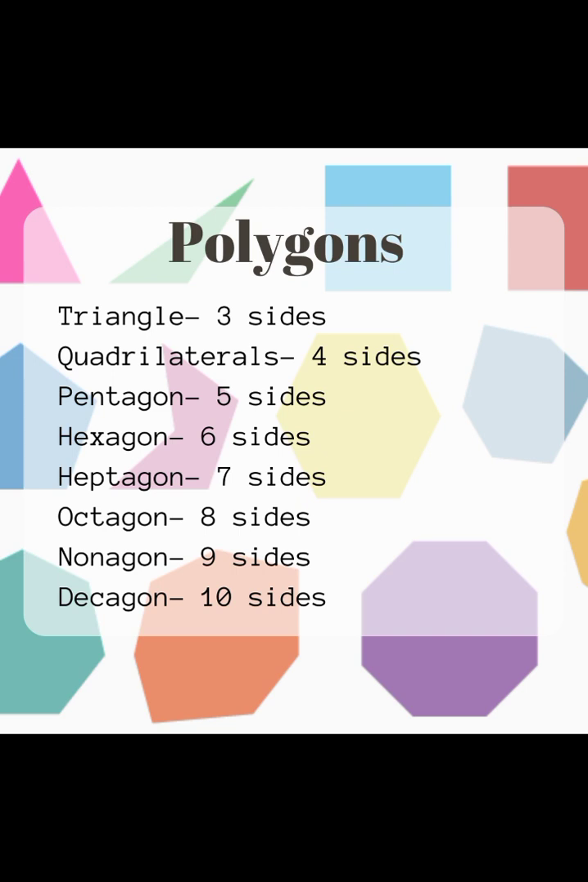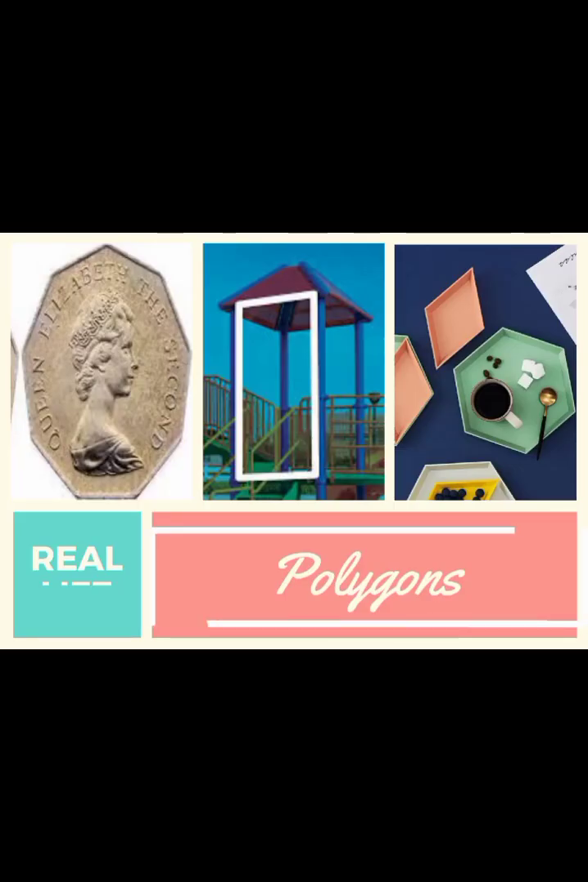And when a polygon has a larger number of sides, we can just call it an n-gon, where n represents the number. For example, if the polygon has 23 sides, then we can just call it a 23-gon. Now let us see the application of polygons in real life.